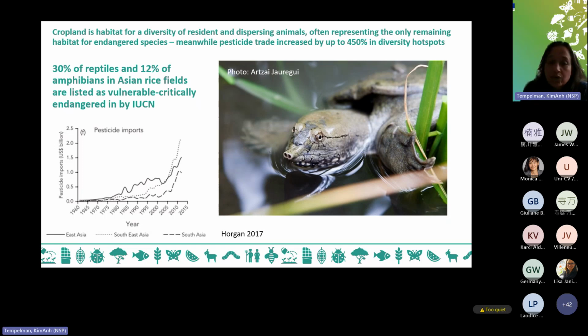So cropland is also a habitat for a diversity of animals, both resident and dispersing. And they often represent the only remaining habitat for endangered species. However, at the same time, in the diversity hotspots around the globe, pesticide trade increased by up to 450% since the year 2000, as you can see on the figure on your left. And just as a specific fact, 30% of reptiles and 12% of amphibians in Asian rice fields are listed as vulnerable, critically endangered by IUCN.